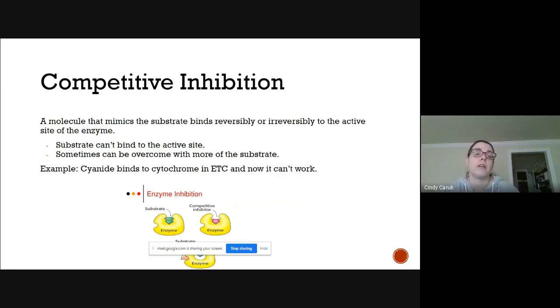That binds to cytochrome in the electron transport chain. And so now that cytochrome, which is part of the electron transport chain, can't grab those electrons. And so you can't create an electrochemical gradient to make ATP. And therefore, you die.